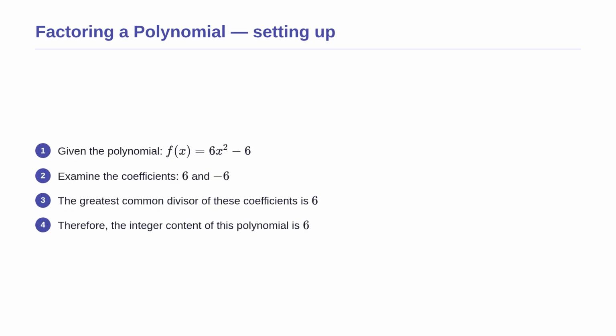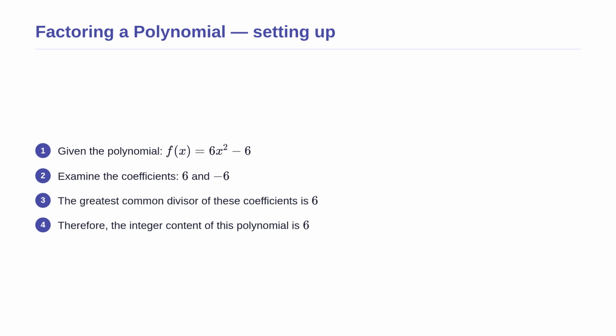Before we move on to more abstract ideas, let us see this step-by-step breakdown with a concrete example. We are given the polynomial f of x equals 6x squared minus 6, and we need to find its unique factorization. Our strategy is to first find the integer content, factor it out, and then break down the remaining primitive polynomial. Looking at our starting polynomial, we examine the coefficients, which are 6 and negative 6.